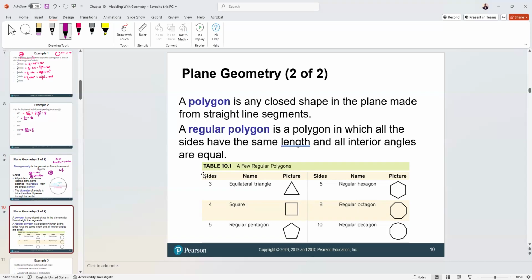You can see Table 10.1 gives you the equilateral triangle, all the sides are the same. The square, all the sides are the same. Regular pentagon, all the sides are the same. It's like the shape of the Pentagon in Washington. Or the shape of France. Regular hexagon, no, sorry, France is a regular hexagon, not a pentagon. So hexagon, regular octagon and regular decagon. So all those polygon shapes have sides that are the same for each shape. Okay, so very important to remember.